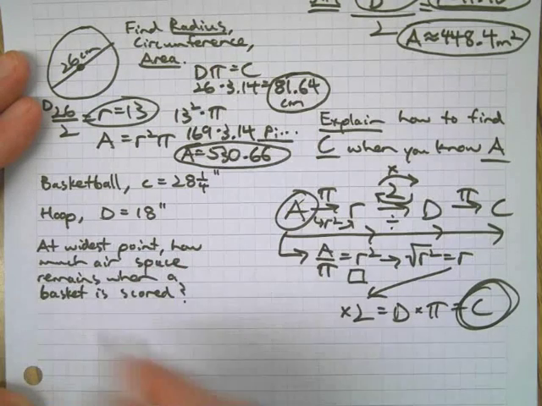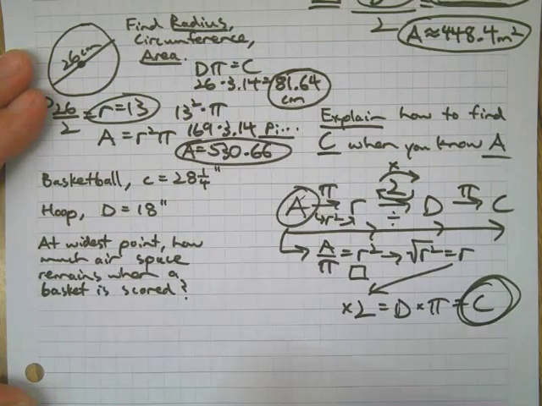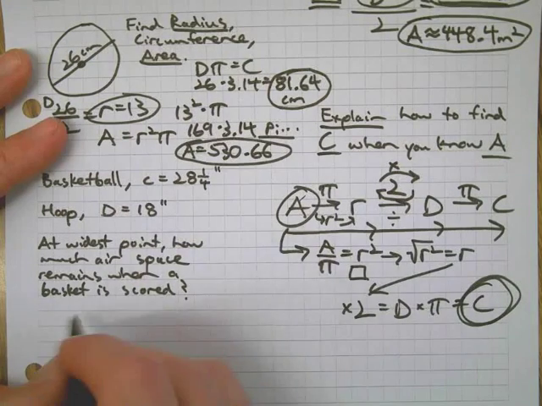Next, okay, we've got a basketball. These are real numbers. This is a true story, okay? Teachers don't always make up silly problems. Sometimes the true problems are silly.